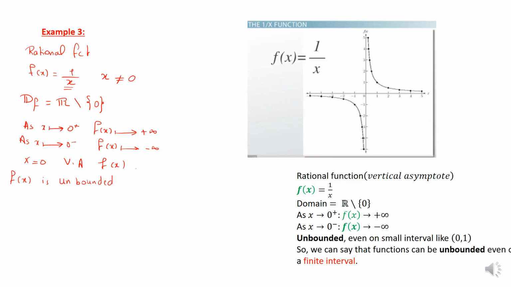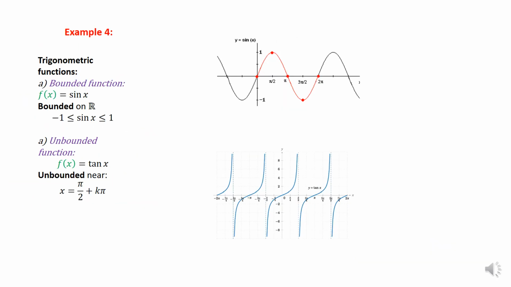Now, note that even on a small interval like 0, 1, the function will tend to plus infinity at 0 plus, so the function will not be bounded. So f of x is unbounded even on the small interval 0, 1. So we can say that functions can be unbounded even on a finite interval.